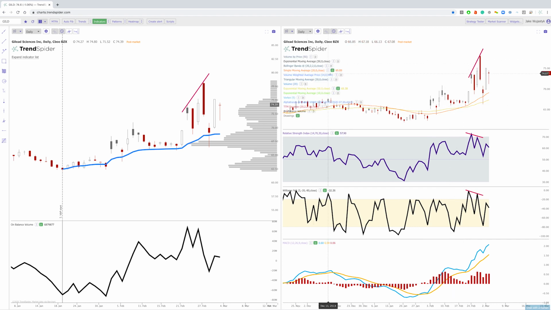What is that? The 50 and the 20. So, someone may consider a cross to the upside here as bullish and a cross to the downside as bearish. And that could be a strategy that works for some people as well.